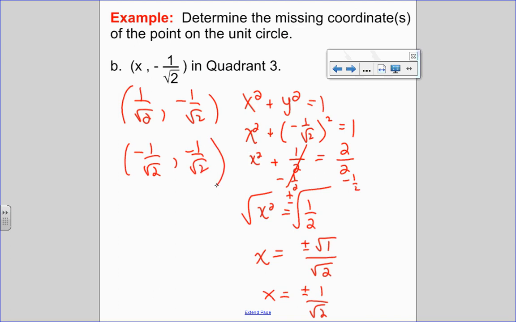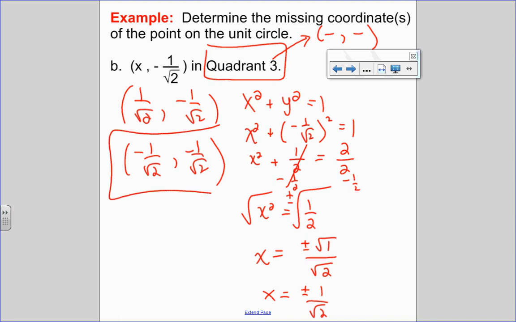So it looks like I have 2 points, but they said they want the point that's in quadrant number 3. So I know in quadrant number 3, all of my coordinates are negative and negative. So I know that this is my coordinate that I'm looking for. The other coordinate, 1 over root 2 and negative 1 over root 2, this one is in quadrant number 4, so I'm not going to use that one. So there would just be one answer, which is in quadrant 3.